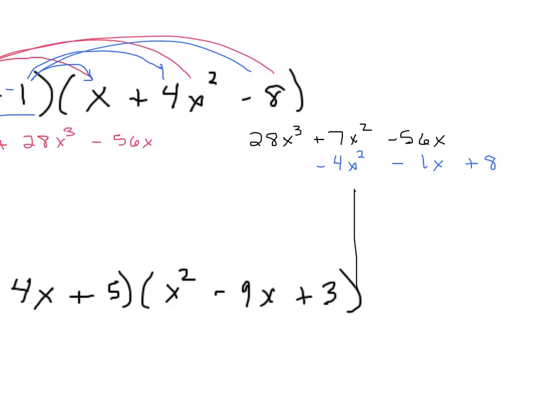I now have everything lined up. I can do my addition. I have 28x cubed, a positive 7 and a negative 4 will be positive 3x squared, minus 57x, plus 8.